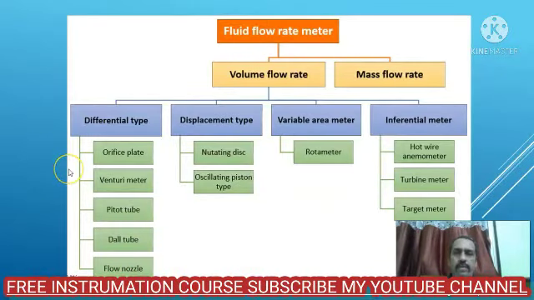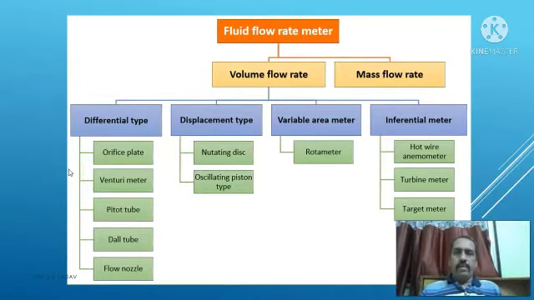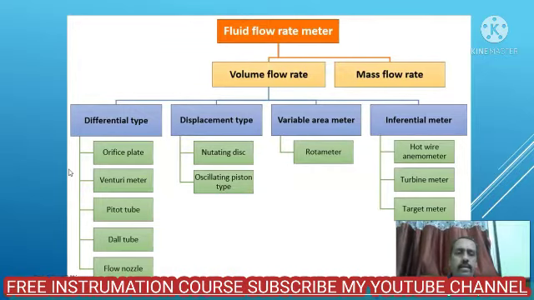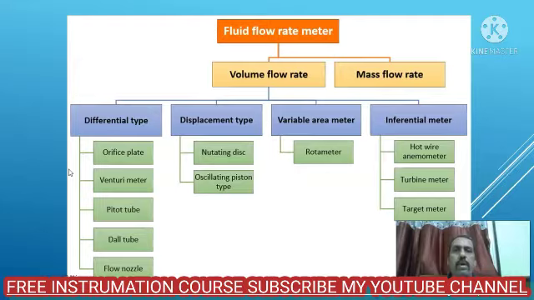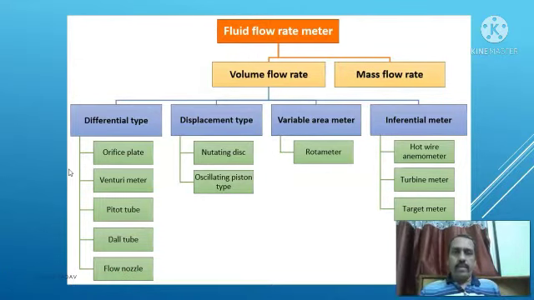Before proceeding to the classification of fluid flow meters, I want to explain what a fluid is. Fluid is nothing but liquids and gases. Fluid is used everywhere in different industries. So how to measure this fluid flow? That is a very important part.